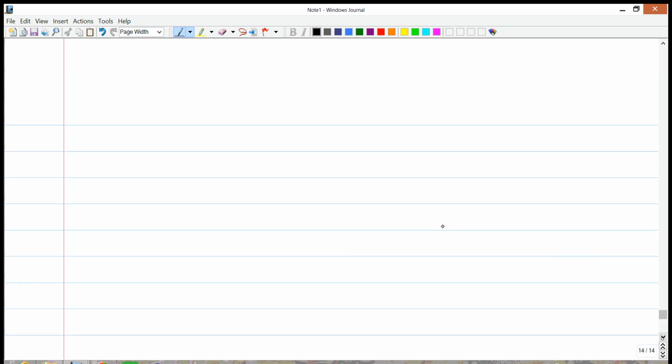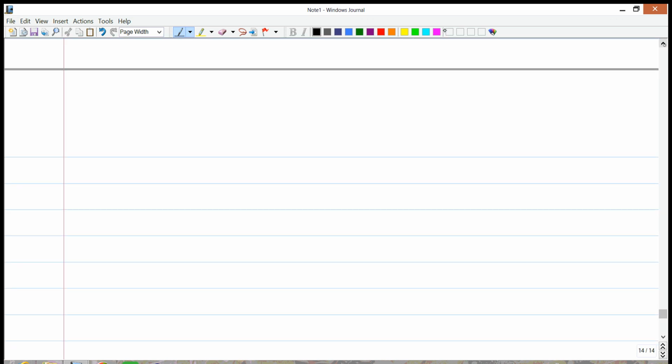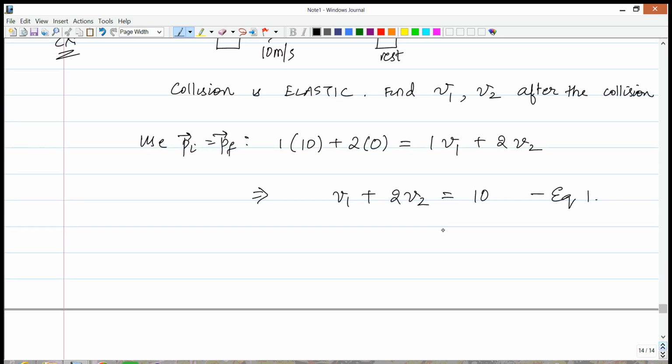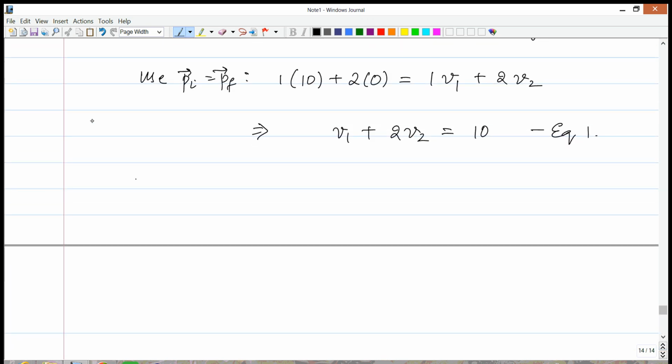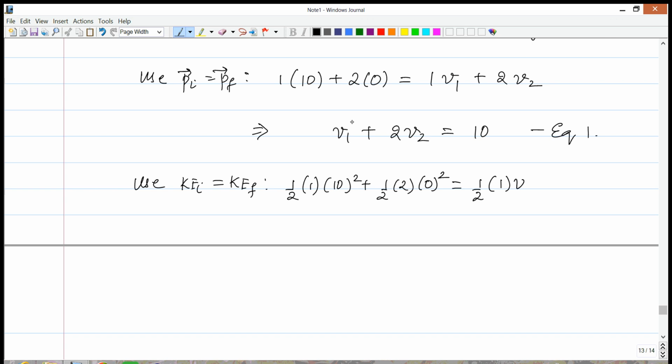Now we need a second equation, and like we said, since the collision is elastic, the kinetic energy is conserved, so we're going to use KEi equals KEf. Kinetic energy is 1/2 mv squared, so it is 1/2 times 1 times 10 squared plus 1/2 times 2 times 0 squared equals 1/2 times 1 times v1 squared plus 1/2 times 2 times v2 squared.